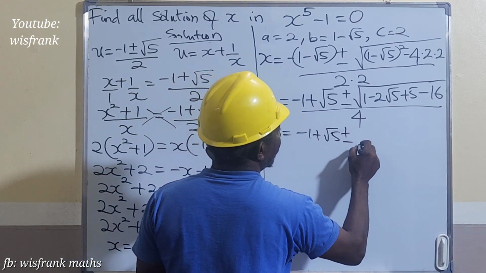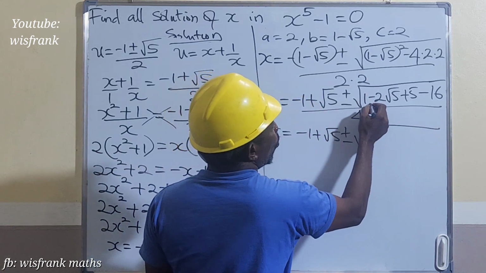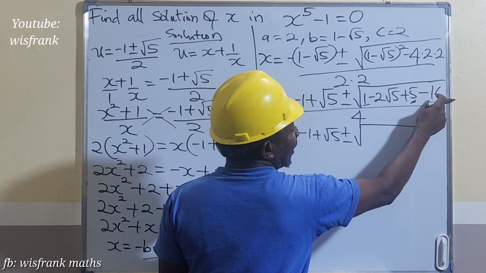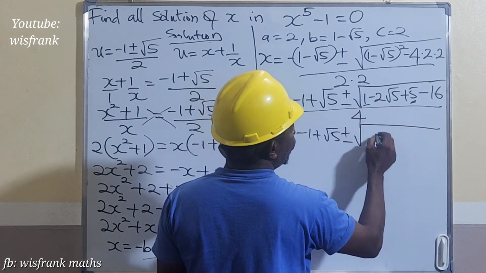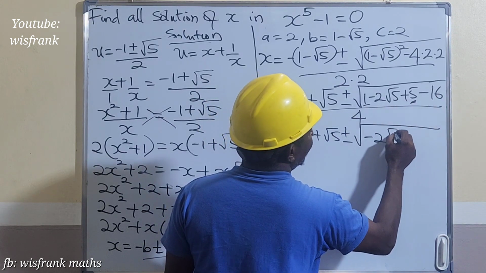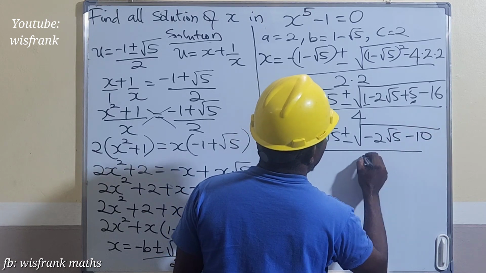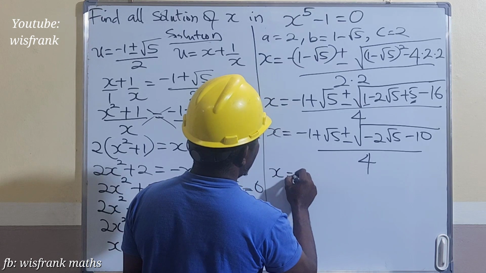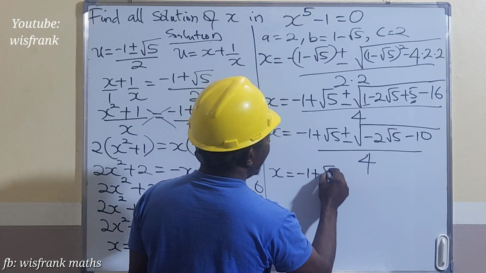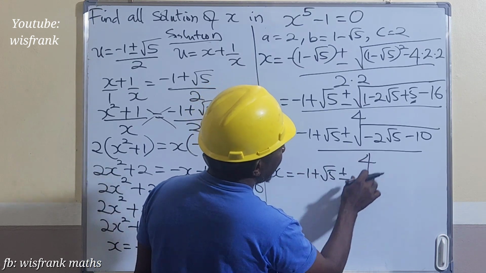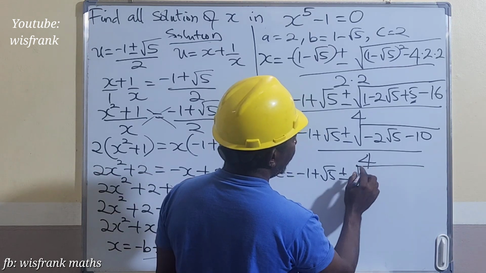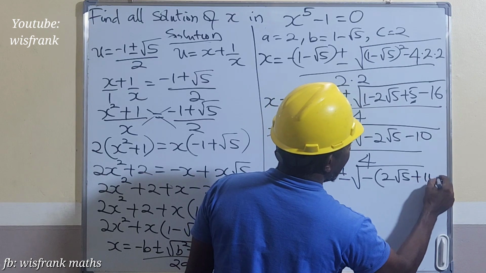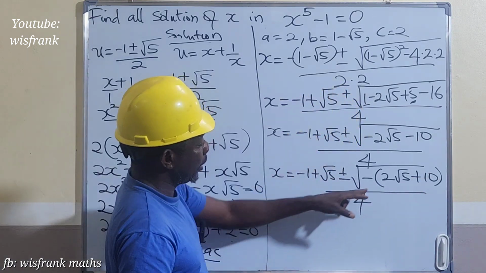plus or minus square root of, here is 1 plus 5, we have 6. Then 6 minus 16, we have minus 10. So this will become minus 2 root 5 minus 10 all over 4. So in this case, we have x equals minus 1 plus root 5 plus or minus the square root of minus 2 root 5 plus 10 all over 4. So this is what we have.